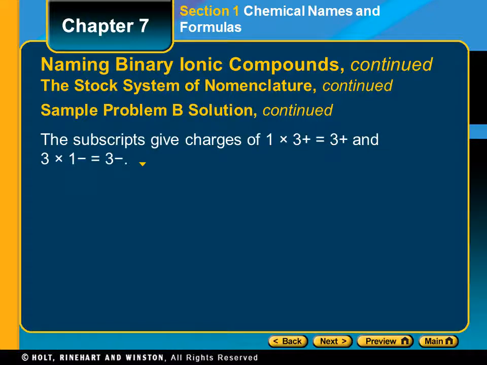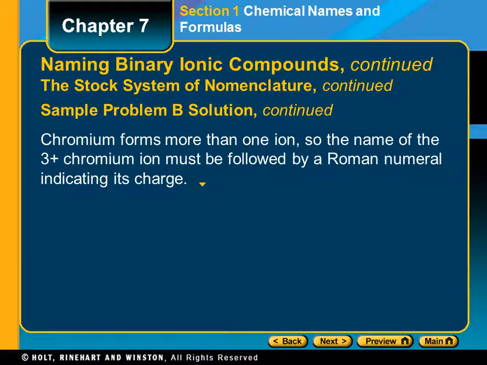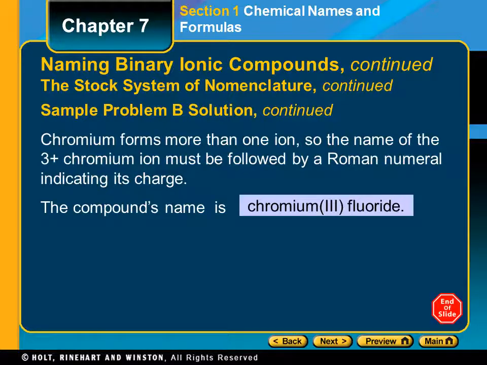That's how we work out the charges. The largest common factor of the subscripts is 1, so the smallest whole number ratio of the ions is 1 to 3. The formula is CrF3. But we know that chromium forms more than one ion, so the name of the 3+ chromium ion must be followed by a Roman numeral indicating its charge. So the name would not be chromium fluoride, but rather chromium(III) fluoride.